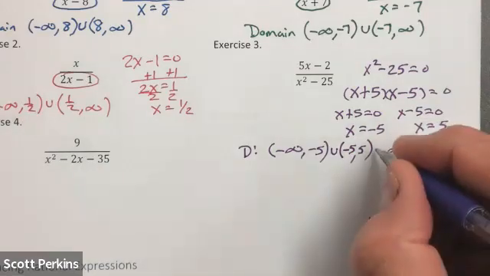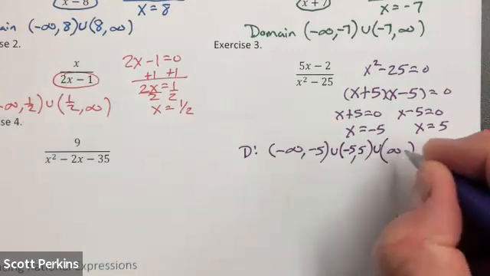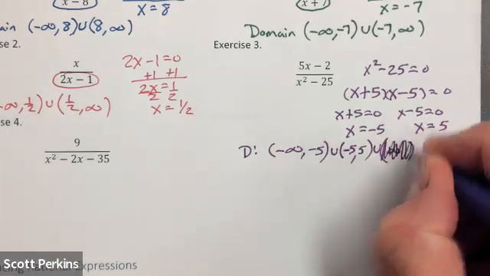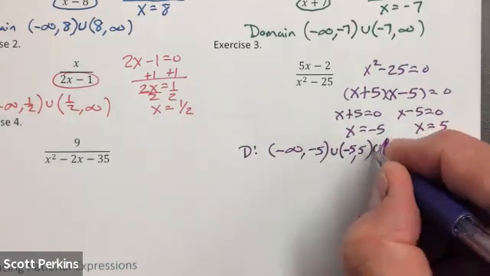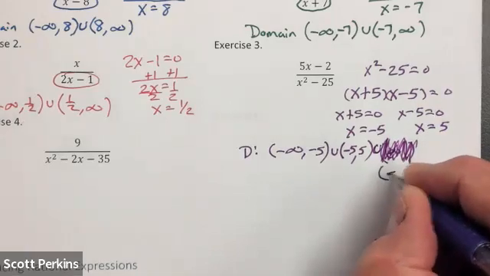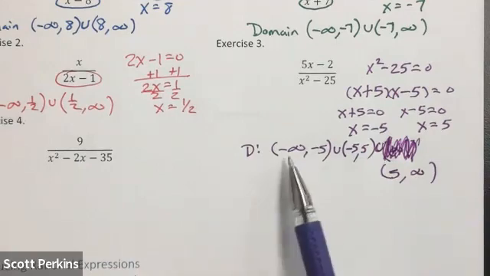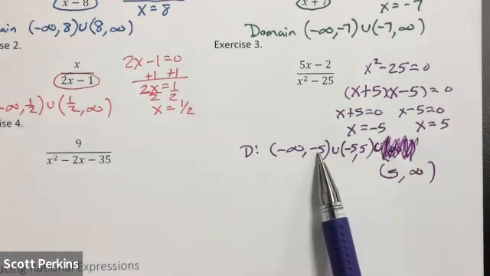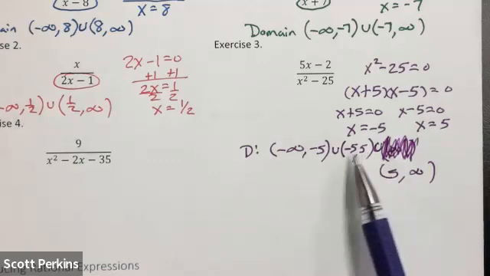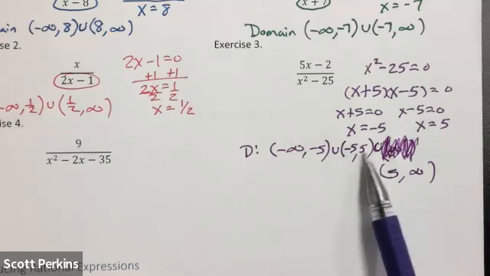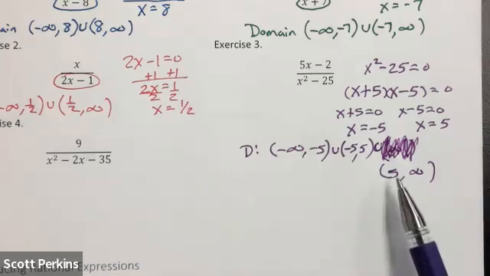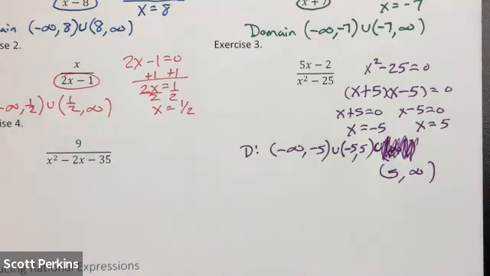And then I didn't leave myself enough room. I apologize. So I'm going to just scrub that out right there. So union, and then from 5 to infinity is the third. So there's 3 intervals. There's negative infinity to the first value I can't use, which is negative 5. There's all the values between negative 5 and 5. And then I have to skip 5. So now the third interval is 5 to infinity.